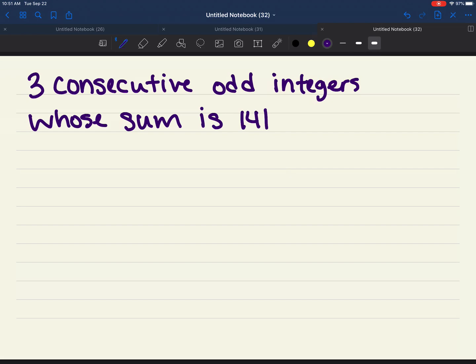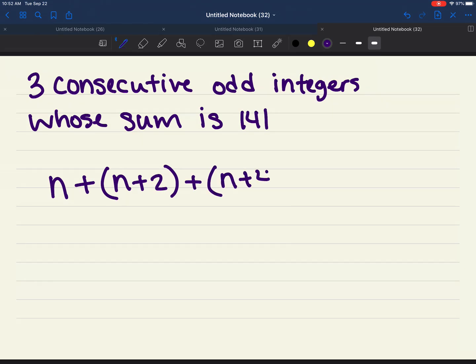What would you call the first number? N. Good. And then you're going to add the second number. If they're odd, what would be my second number? N plus 2. You're correct. And then I'm going to add the third number, which would be N plus 4. Equals 141. There we go. Why would I not put n plus 6? Because it only asked me to find 3. N is the first one, n plus 2 is the second, n plus 4 is the third.